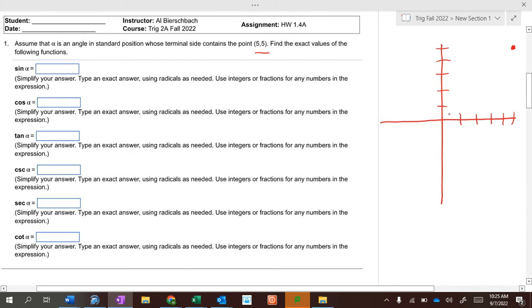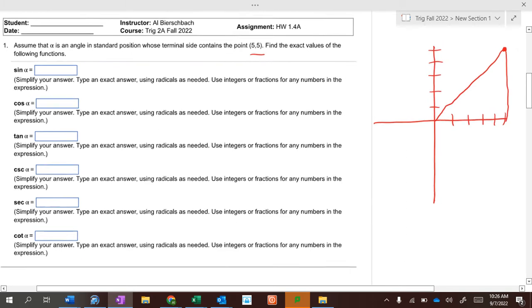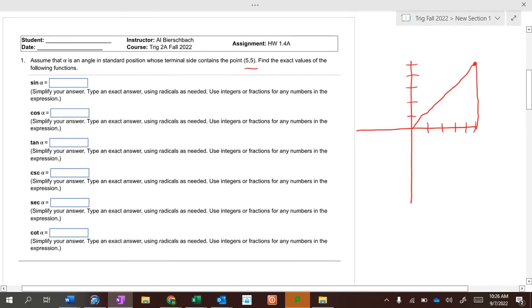When you draw your point at 5, 5, you draw from that point to the origin. And then you draw from that point to the x-axis. You never go to the y-axis. Okay? So here we have a triangle. What kind of a triangle? A right triangle. Our angle is always by the origin. So we have an adjacent side, an opposite side, and a hypotenuse.